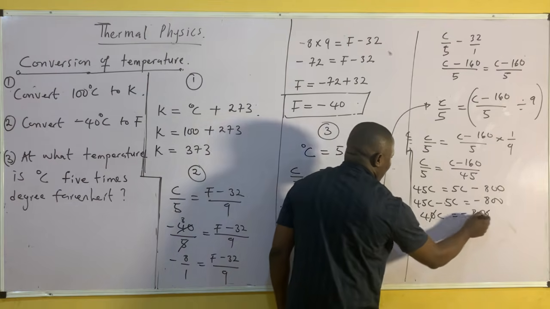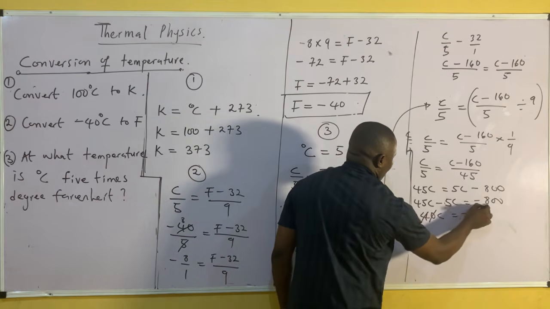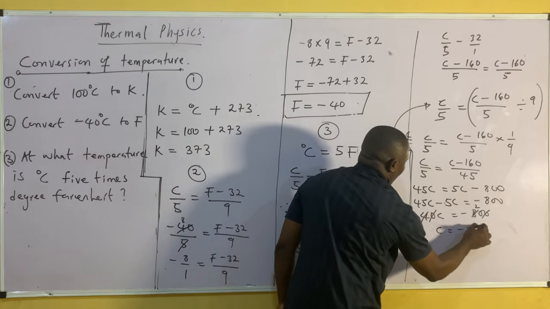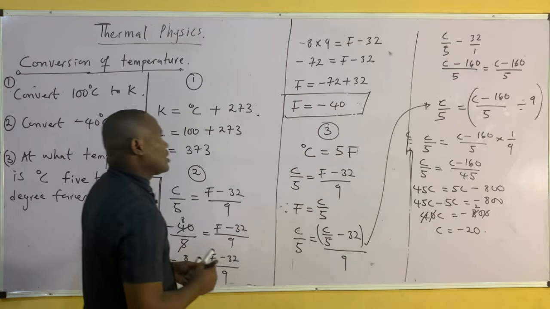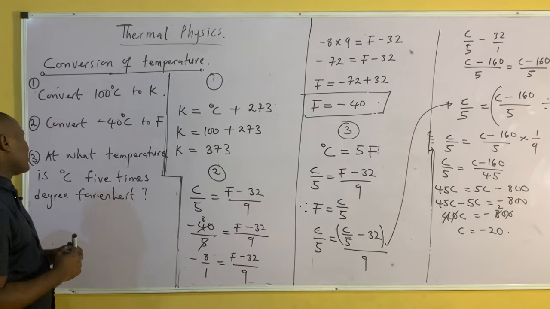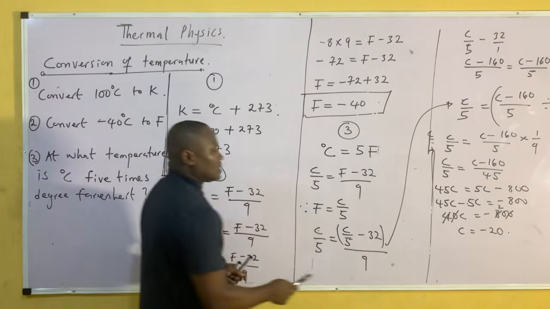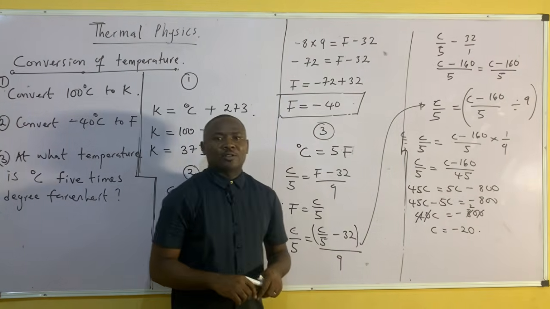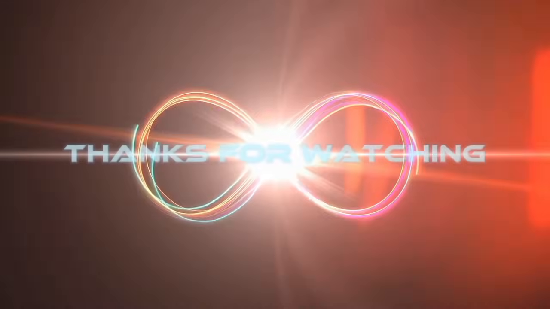So this cancels out this, and C is equal to minus 20. So the answer to that question, at what temperature is degree Celsius 5 times degree Fahrenheit, is minus 20 degrees Celsius. Thank you.